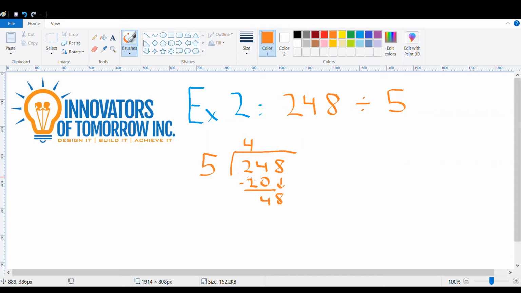We now see how many times 5 can fit into 48. 5 can go into 48 9 times. 9 goes up top, and we subtract 48 by 9 times 5. 9 times 5 equals 45, so now it's 48 minus 45, which gives us 3. 5 can't fit into 3, so we have reached the end of the long division process, and 3 is our remainder. So our final answer is 49 with a remainder of 3 over 5.